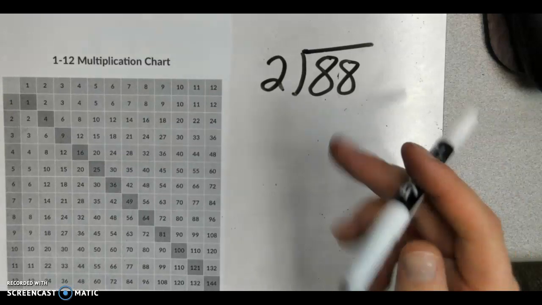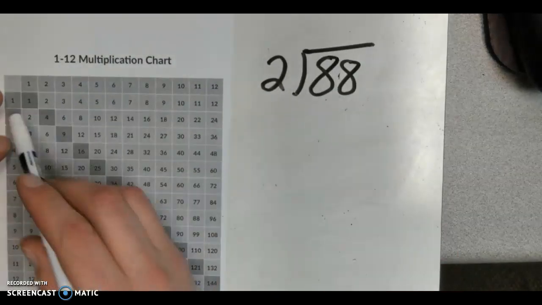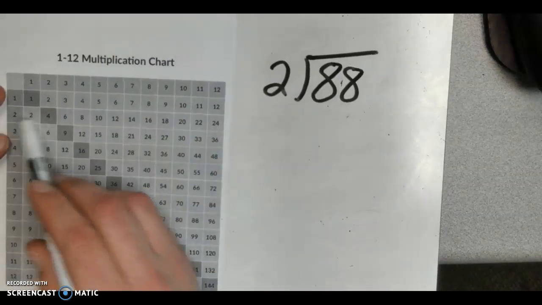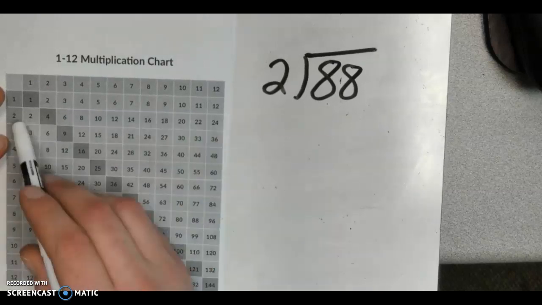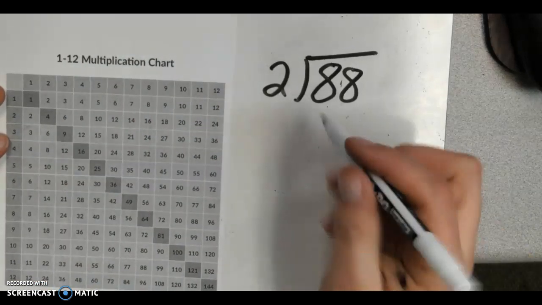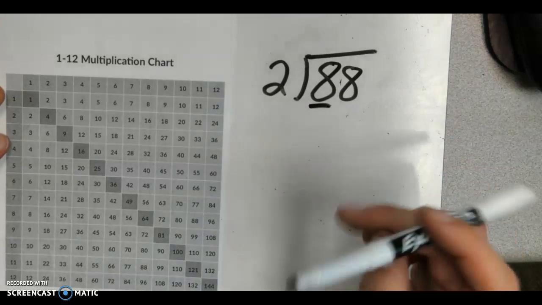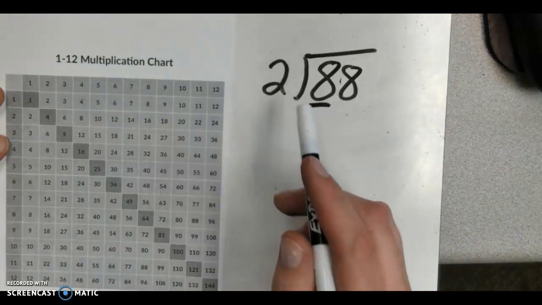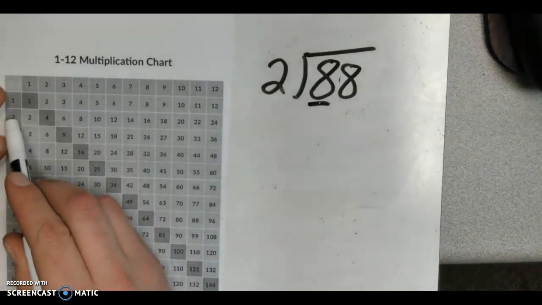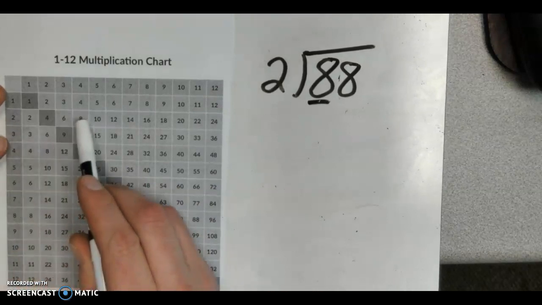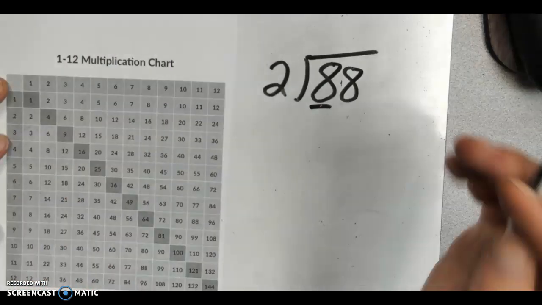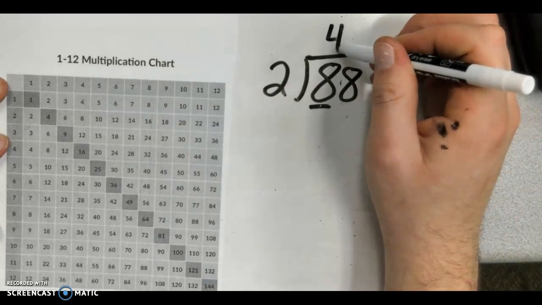Okay? I know I can't find 88 on my chart, right? It only goes up to 24 for the 2's. So I need to look at my first number in the tens place. It's 8. How many times can 2 go into 8? I go to my 2 and I find 8. I go up, it's 4 times.